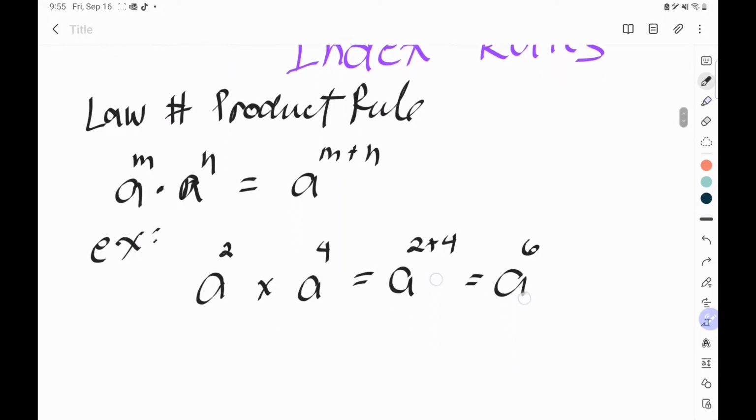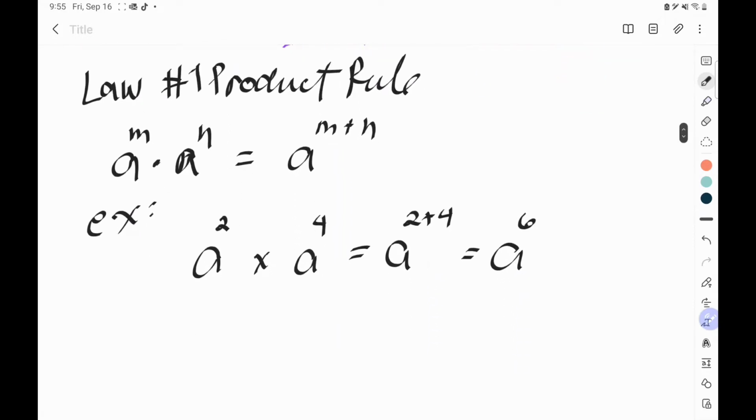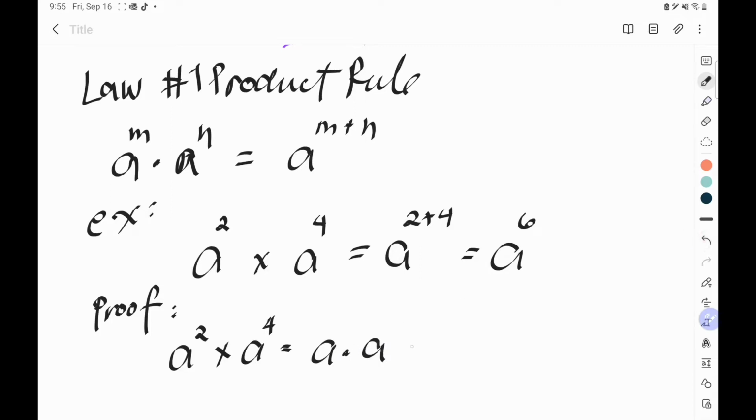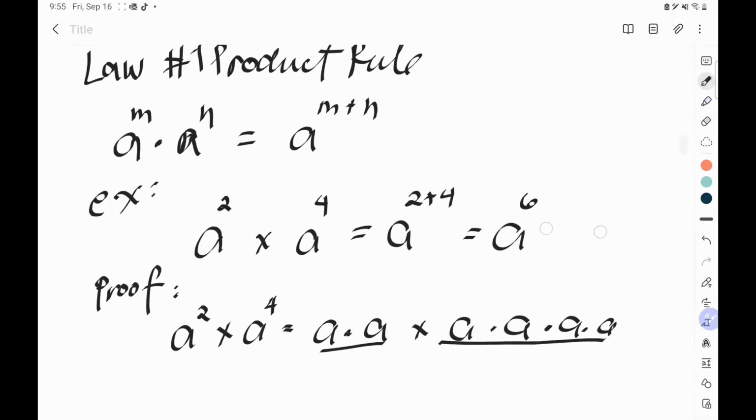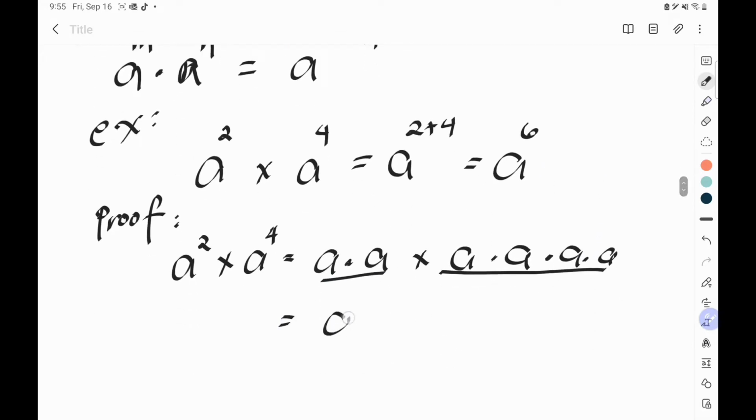Now let us try to prove whether that law is correct. Proof. For example, a to the power of 2 times a to the power of 4 is equal to a times a times a times a times a times a. This is your a squared and this is your a to the power of 4. Now we have a times a times a times a times a times a.